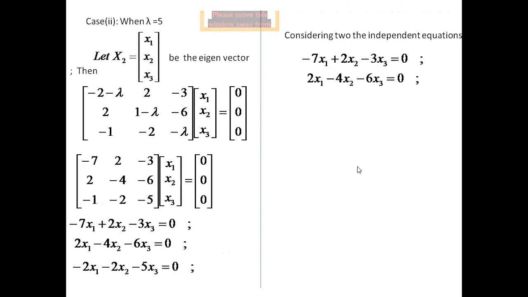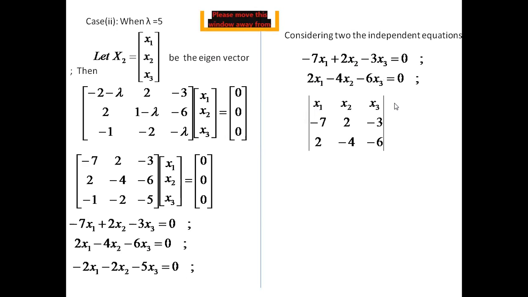I have taken the first two, right? First one is minus 7x1 plus 2x2 minus 3x3 is equal to 0. Second is 2x1 minus 4x2 minus 6x3 is equal to 0. Not necessary this one. So only one independent equation is what is done, that you have to note. If only one independent equation, put any variable as 0, get another equation and write that coefficient in that matrix and use cross multiplication method. If three are independent equations, from these three, take any two, either first two or first and last or last two. Here I have taken the first two equations. Then by cross multiplication method, you can solve.